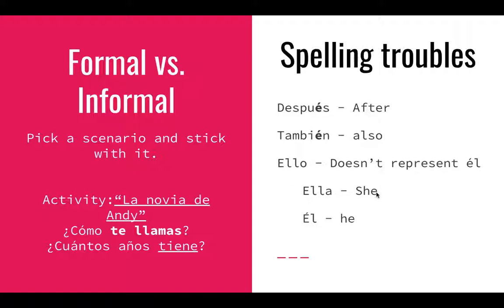Ella represents she, and él represents he. Ello is not a word that is a subject pronoun. This doesn't exist as a subject pronoun, so keep an eye on that.